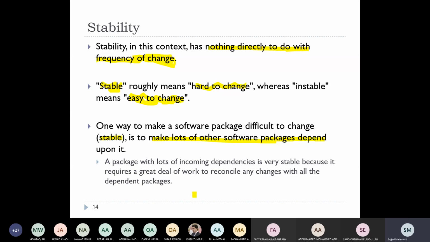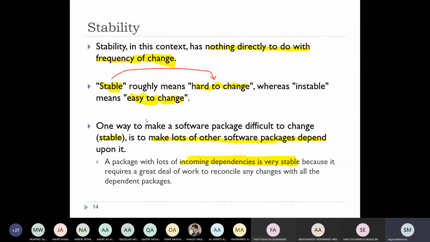So in other words, a package with a lot of incoming dependencies is a very stable one. Because if a lot of other packages are depending on it, then if I'm going to make a change on this one, all the others will need to be changed as well. And our definition is that a package is called stable if it is hard to change. I think it is clearer now, right? Anybody who's not sure, I can repeat this, because if we understand this, I can move on to the next slide where we actually calculate it.